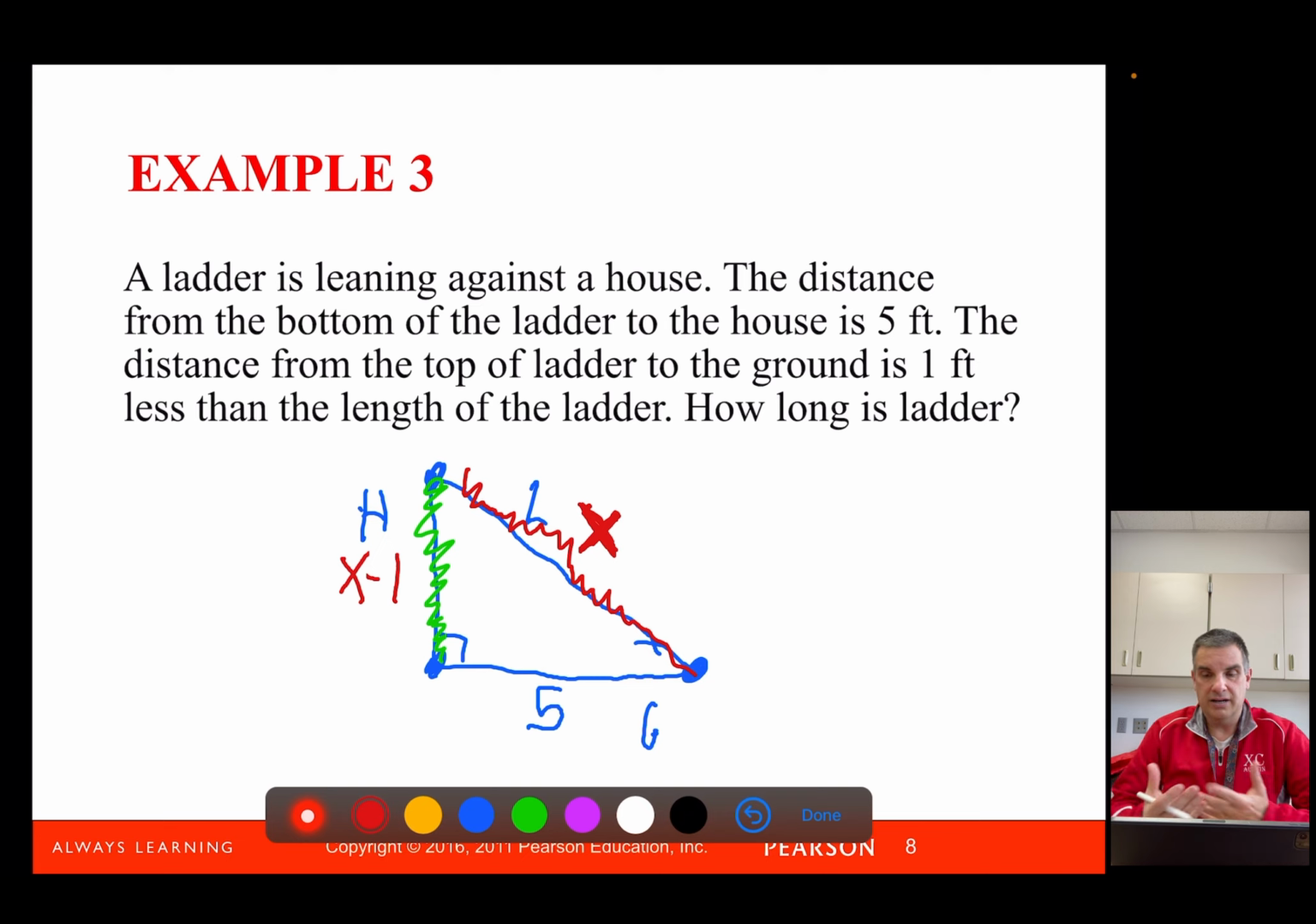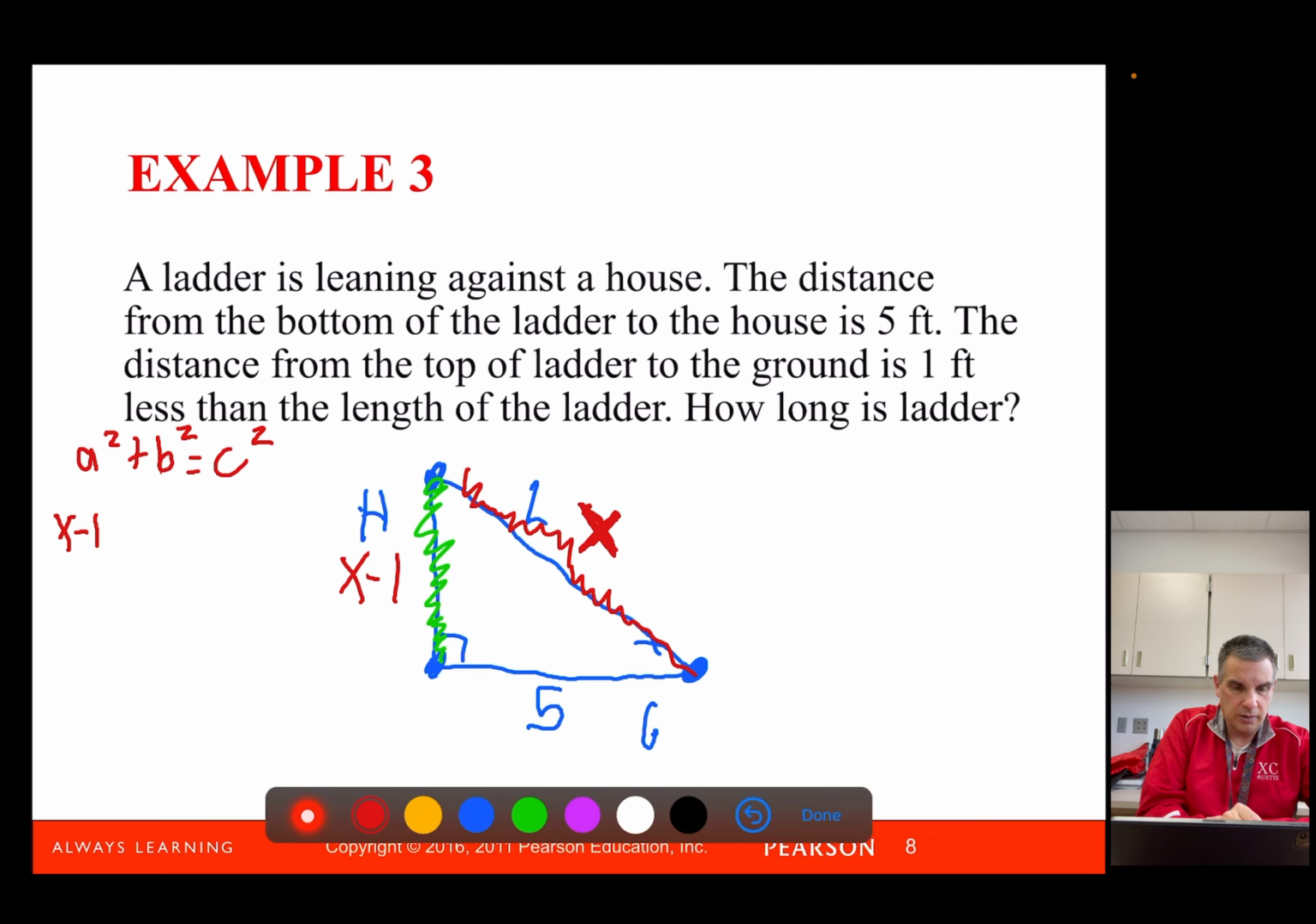Okay, so there's what my ladder looks like. And now it asks us, how long is this ladder? Well, we have to find x. We know we've got a right triangle now, so we can go ahead and use the Pythagorean theorem to find our value of x. Remember, the Pythagorean theorem says that a squared plus b squared has to equal c squared, where a and b are the lengths of our legs and c is the hypotenuse. So a is x minus 1, so we go x minus 1 squared plus b squared, so plus 5 squared. That's got to be my hypotenuse squared, which is x squared.